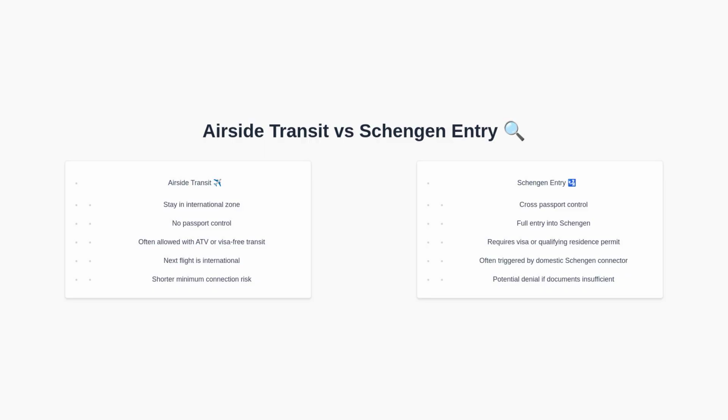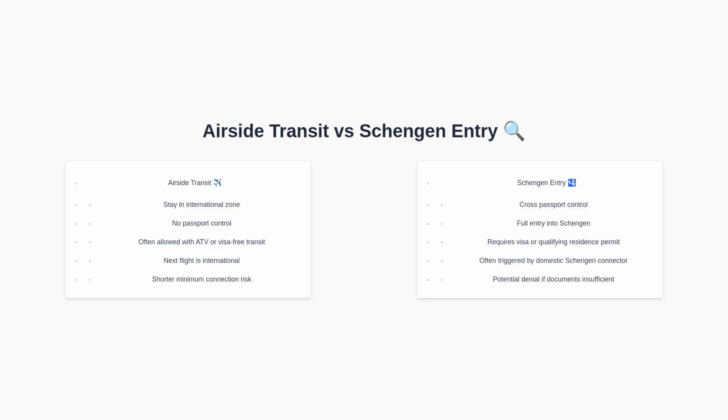On the left, airside transit occurs entirely within the international zone, without crossing passport control. This can be possible with an airport transit visa or visa-free transit depending on nationality and airport rules, and it typically involves an international-to-international connection. On the right, Schengen entry requires crossing passport control and is a full legal entry. This generally requires a Schengen visa or a qualifying residence permit. It is often triggered when the onward flight is to another Schengen destination, converting what a traveler assumed was transit into actual entry.